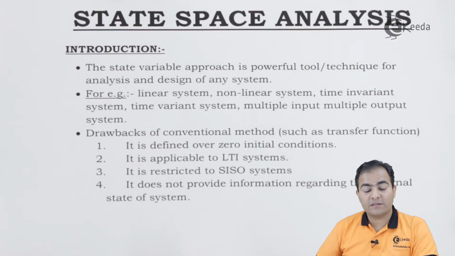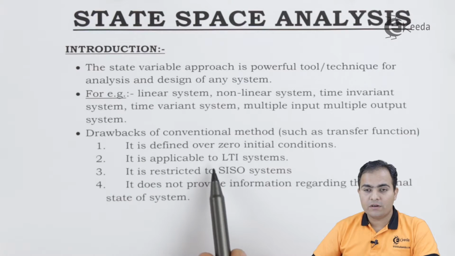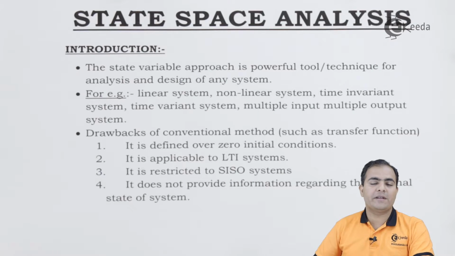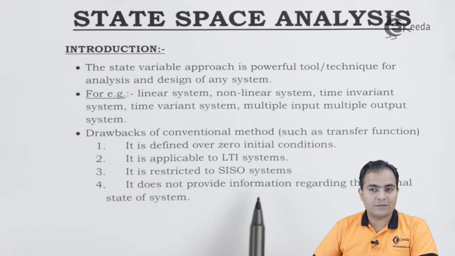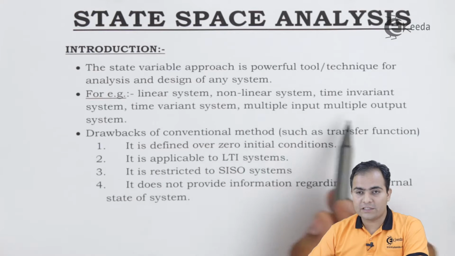But in state space analysis, we can consider that value also, so that you can nullify the errors which are produced in the output. The second disadvantage is the transfer function is capable for LTI systems, which means the transfer function is applicable only for linear time invariant systems. We cannot use it for time variant systems, or you can say non-linear systems. The third one, the transfer function approach is restricted up to a SISO system. SISO means single input, single output, which means you can give only a single input and you will get a single output. You cannot use a transfer function for multiple input and multiple output, which is covered in state space analysis.